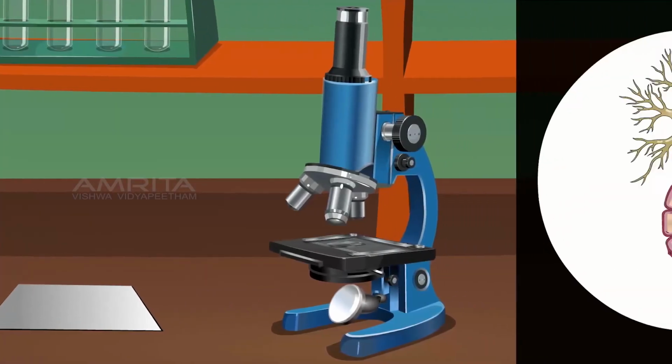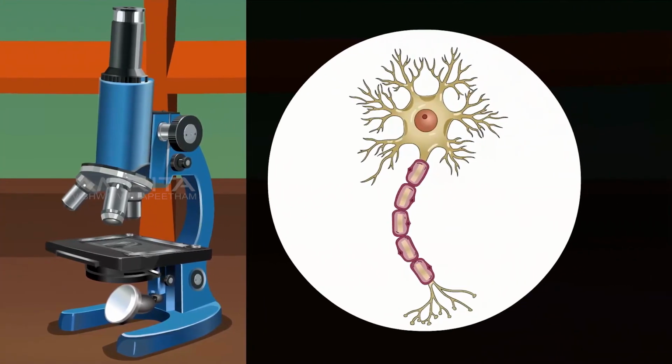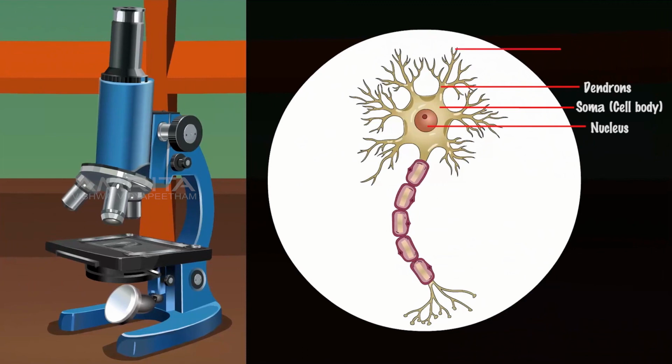Observations: the large body of the neuron is called the soma, which contains the cell's nucleus. The cell body branches out to form the dendrons. These dendrons further branch out to form fibers of different lengths called dendrites. There is also a single long fiber projecting from the cell body called the axon. The axon is covered by the myelin sheath.